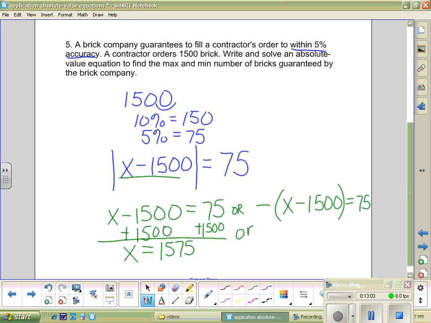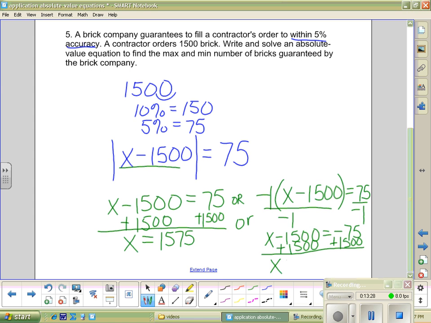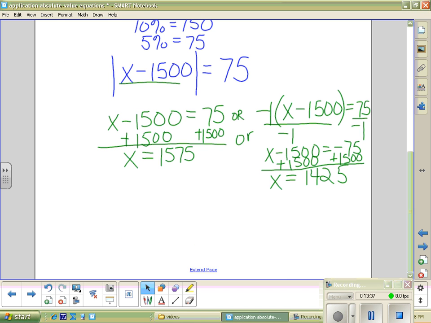Then we go over to the other situation. And remember, this is multiplying by -1. So we're going to have to divide by -1. And we get x minus 1,500 equals -75. Add your 1,500 to both sides. And we get a minimum here of 1,425. So maximum number of bricks that you may get, 1,575. Minimum number of bricks, 1,425. And those are our two solutions.